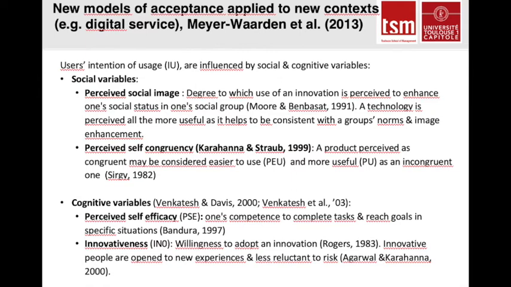Perceived self-congruency is the congruence of a product with the values of a user. A product perceived as congruent may be considered easier to use and more useful than an incongruent one. Cognitive variables include perceived self-efficacy, which is one's competence to complete tasks and reach goals in specific situations due to a new technology. And innovativeness is the willingness to adopt an innovation. Innovative people are more open to new experiences and innovation and less reluctant to perceive risk.